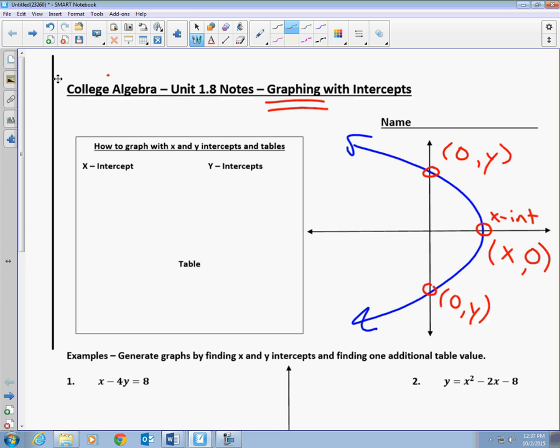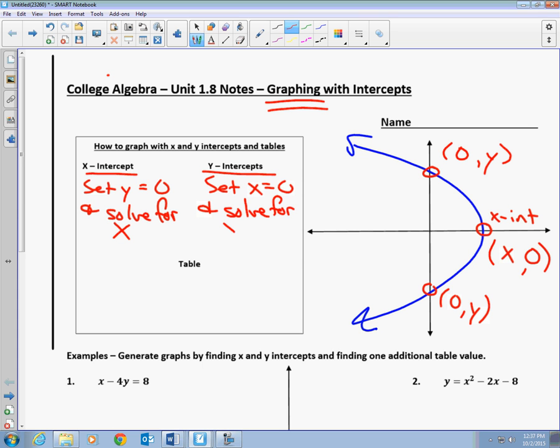That tells us very plainly how to find x and y intercepts. To find the x-intercept, you set y equal to 0 and solve for x. And to find the y-intercept, you set x equal to 0 and solve for y.